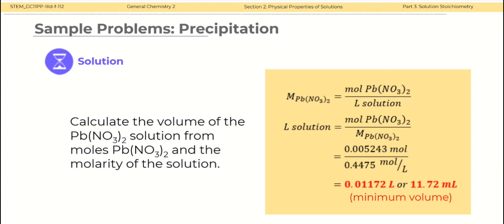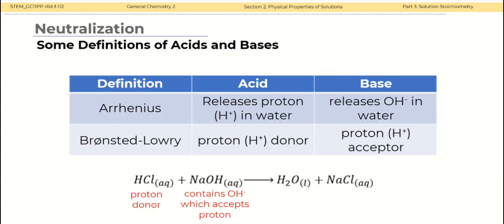As mentioned earlier, neutralization is the reaction between an acid and a base. There are various ways of defining acids and bases. For instance, Arrhenius defines an acid as the substance that releases proton in water, while a base releases hydroxide ion in water. In a more generalized perspective, Bronsted and Lowry define an acid as a proton donor while a base is a proton acceptor. Details on acids and bases will be discussed in another lesson.